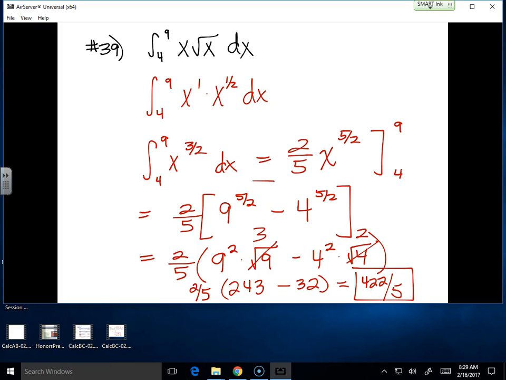If it's a long answer, don't you dare go beyond that. Stop there. Don't make any mistakes with the simplifying. But if it's a multiple choice, they probably will have the 422 over 5. And it'll probably be a non-calculator problem.